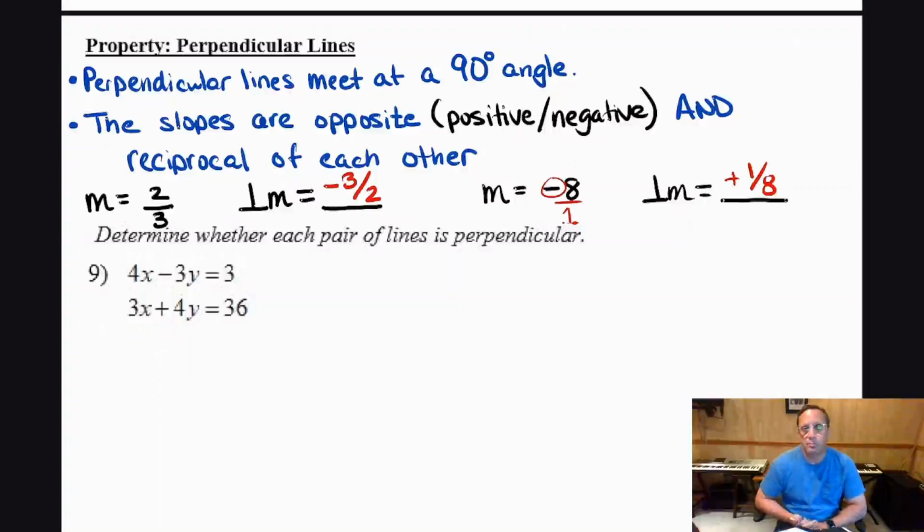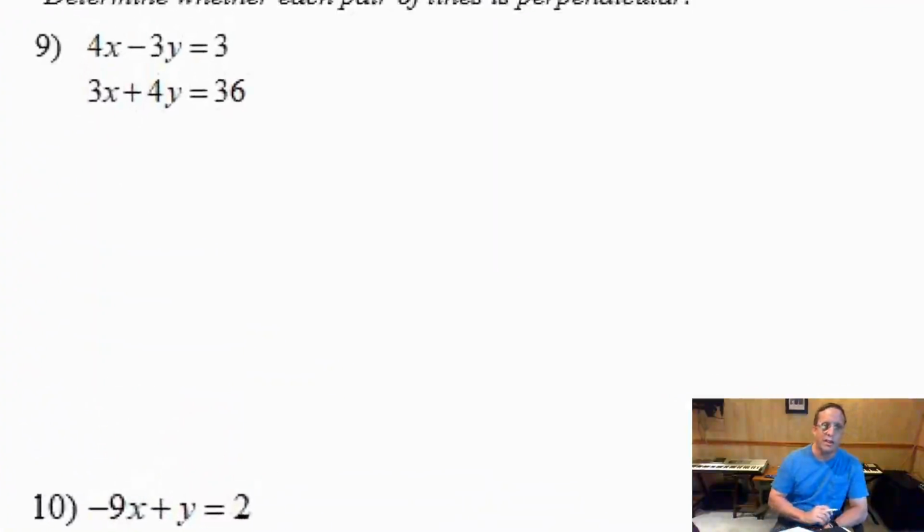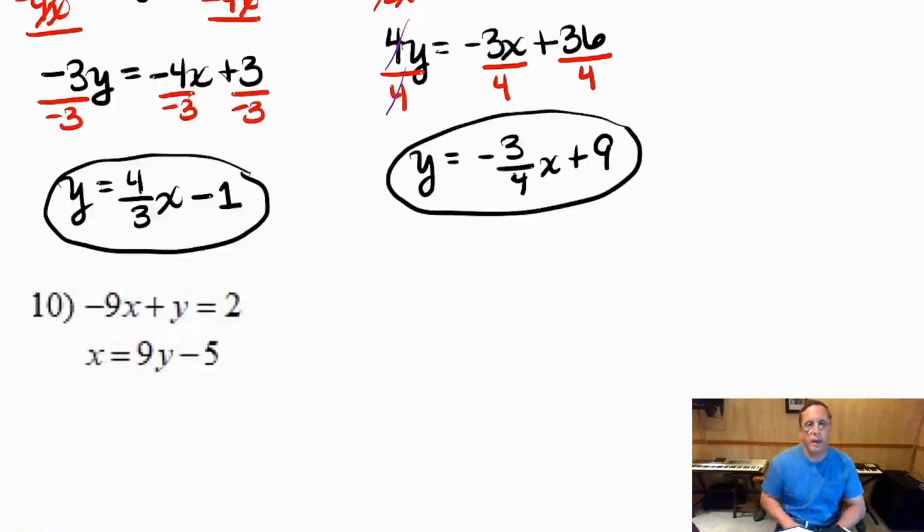Notice in this particular part of our notes here, there is no mention of the y-intercepts. The y-intercepts don't matter. What matters most are the slopes. So let's do what we have been doing, which is get these equations into slope-intercept form. So now that I have the lines in slope-intercept form, now we can just compare the slopes.